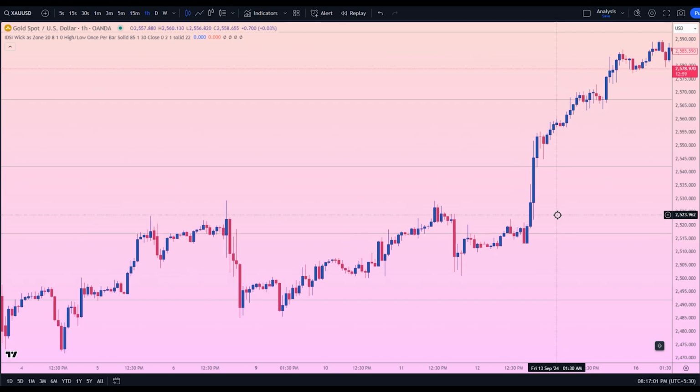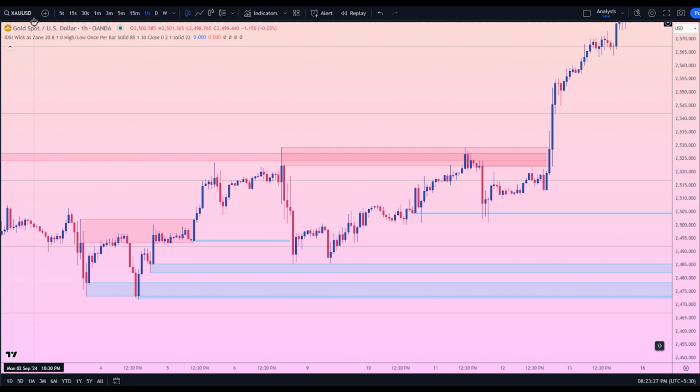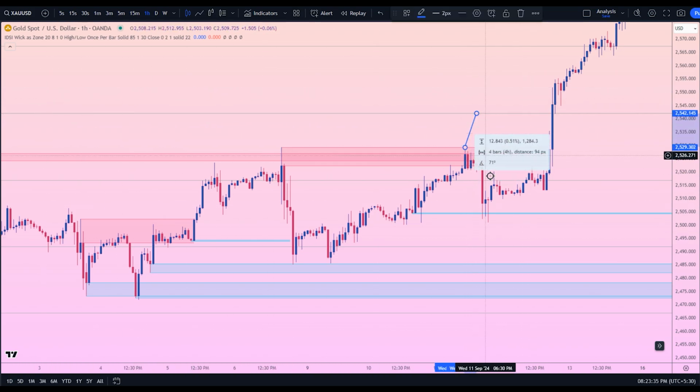The indicator is highly effective because of its accuracy, providing precise levels that attract price movements. This accuracy helps traders make informed decisions about where to enter or exit trades. You're on the gold 1-hour chart, looking to take an entry at the supply zone on 11th September at 11:30 a.m. To set your target, use the price magnet levels.